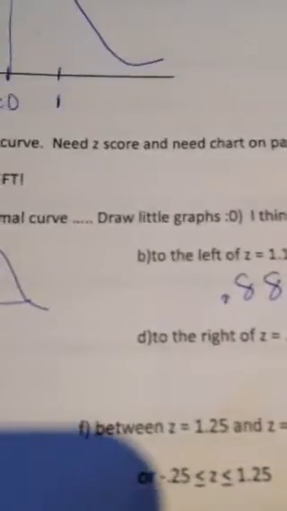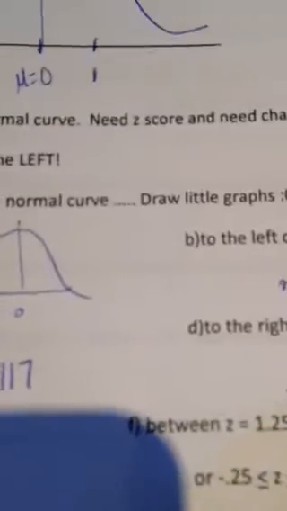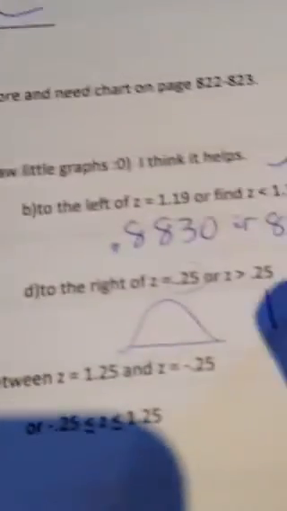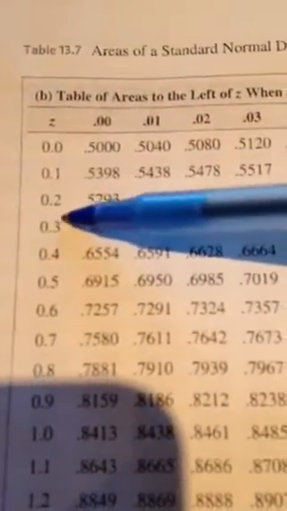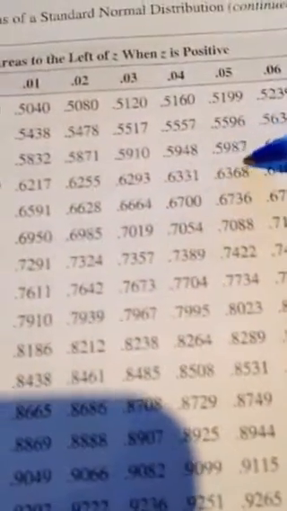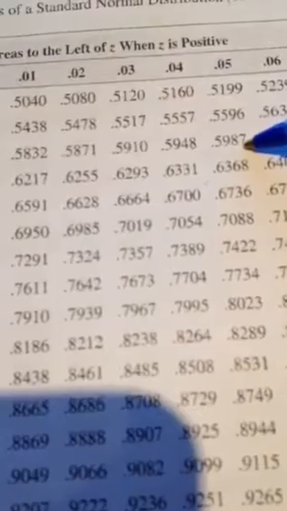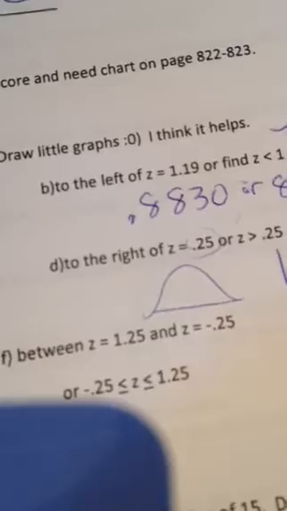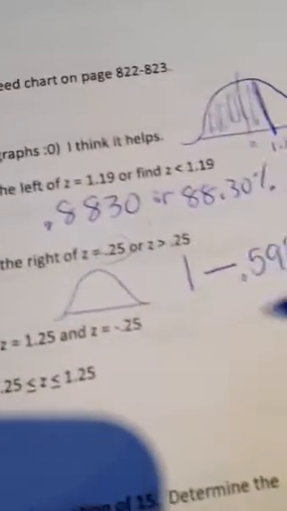Okay, so here's another one. To the right of 0.25. So what you do is you look up 0.25, and you're going to do 1 minus whatever that is. Now make sure when you look this up, you start with 0.2, not 2 point. People get that mixed up all the time. So this is 0.20, 0.21, 0.22, 3, 4. Right here, here's 0.25, 0.5987. Now, if it was to the left, that would be our answer.